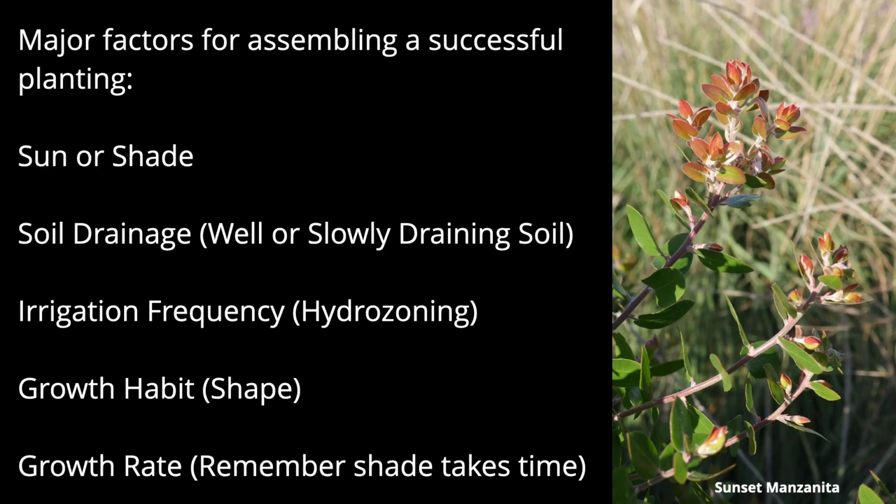And so with that, this will be the final slide that we will end on, which is just that quick reminder. Sun and shade, soil drainage, irrigation frequency, thinking about the shapes of our plants, and then also the growth rate. And we have that information on the Inland Valley Garden Planner, but really that comes down to the most important thing, what we just talked about, remembering that developing shade takes time.